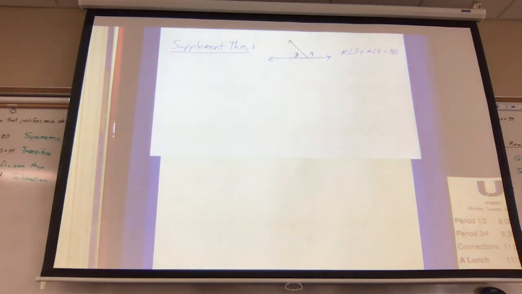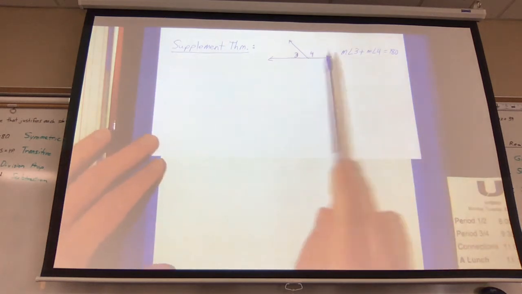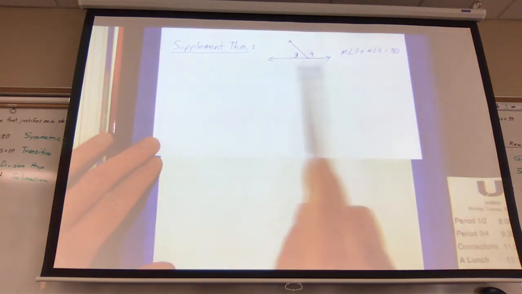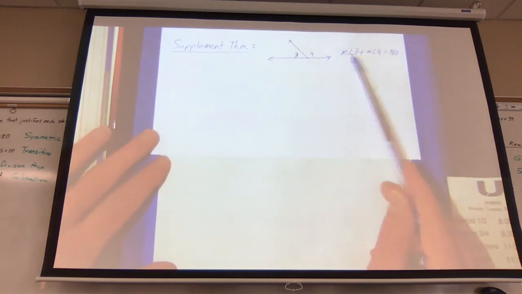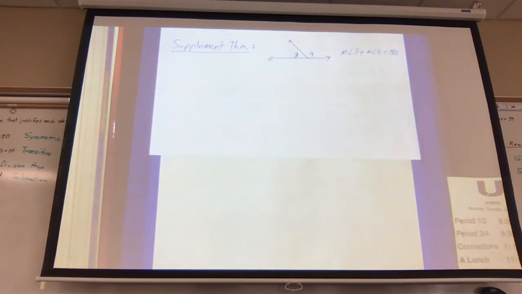And that's something that they will expect you to automatically know when you see the picture of it. Anytime you have two angles that are right next to each other and they form a straight line, those two angles will add up to 180. So they don't have to tell you in the directions that they add up to 180. That's just something you can know by looking at the picture.